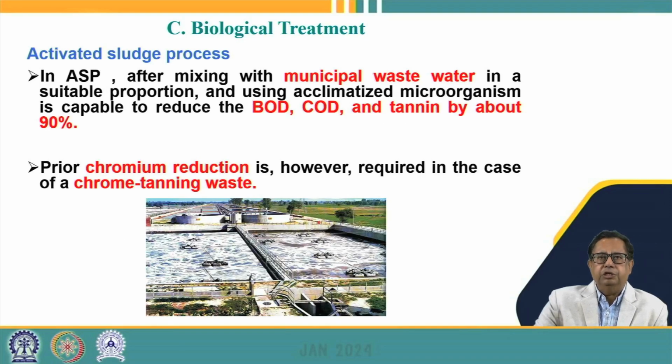Now we go for the biological treatment after the physical and chemical treatment. Here we use the activated sludge process, and it has been found that if we mix it with the municipal wastewater, the activated sludge process can lead to a reduction in BOD, COD, and tannin. About 90% reduction may happen from here. But here we use certain acclimatized microorganisms so that they can be acclimatized to the chromium if it is present in the wastewater. So that's why it is very essential that we also go for prior chromium reduction if it is there in the wastewater, so that we can treat the wastewater by using the activated sludge process.